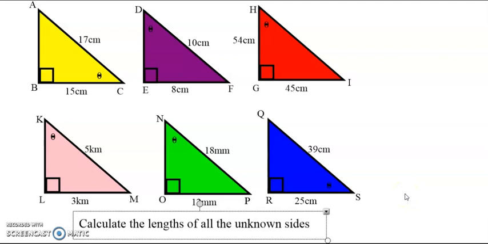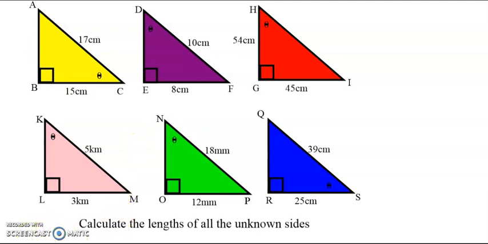At this juncture, you can press pause and calculate the lengths of all the unknown sides. Here we see, we first find the hypotenuse. Hypotenuse is the longest side. So the square on this one minus the square on another one will give me the square on the other side. We clear on that?